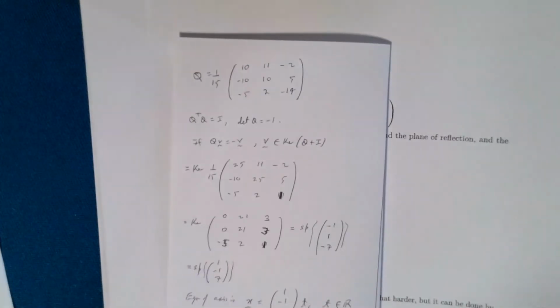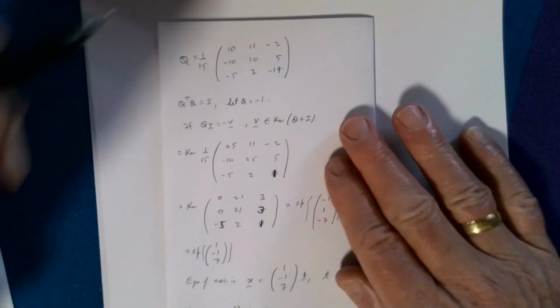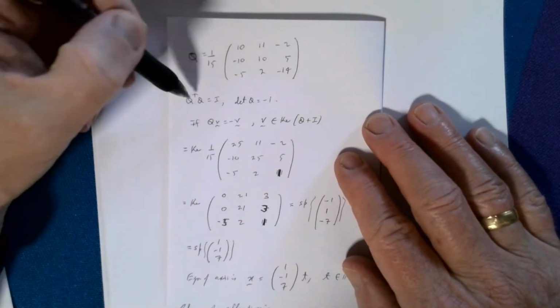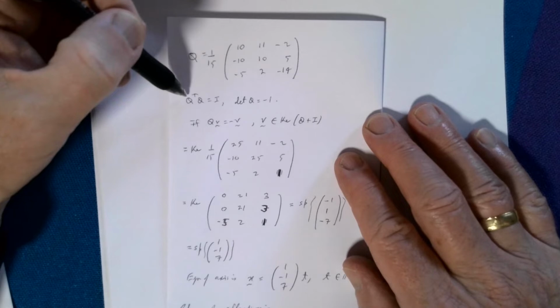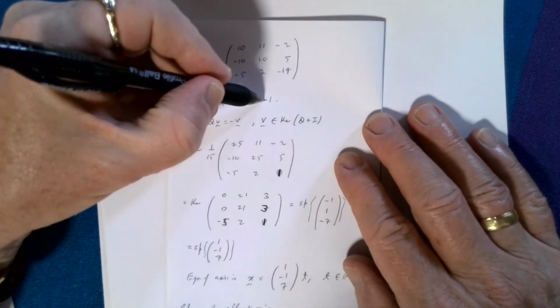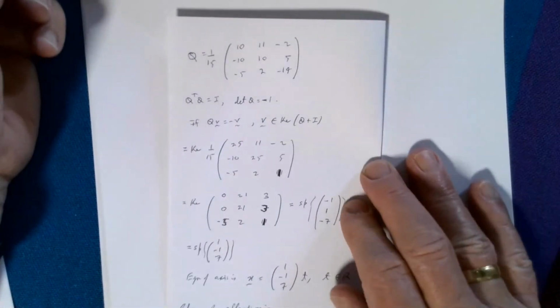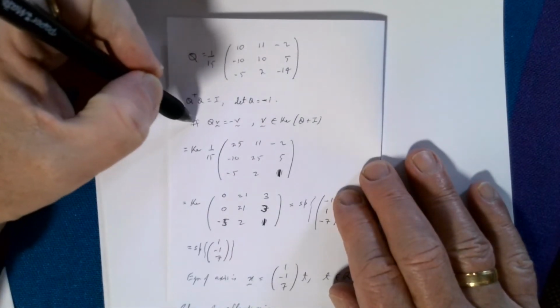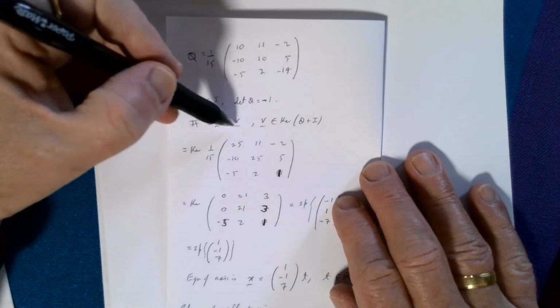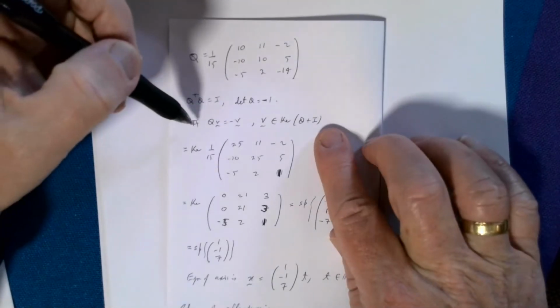So here is the matrix Q that we started with. Again, you need to check by hand that Q transpose Q is I, and the determinant of this is minus 1. You can check that yourself by hand. Again, we take the axis, so that means if QV is minus V, then V is in the kernel of Q plus I.